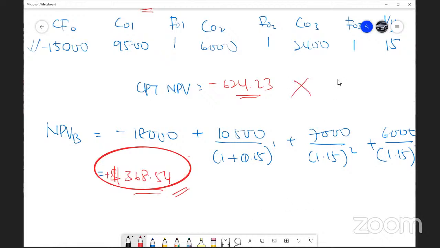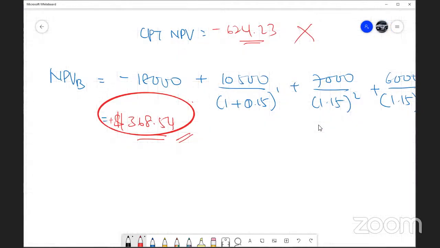So as you can see, if you use the payback period, just now you look at payback period, it calculated reject B, accept A. But when you use NPV, you accept B, reject A. So which one will be more accurate? All right. So remember this.